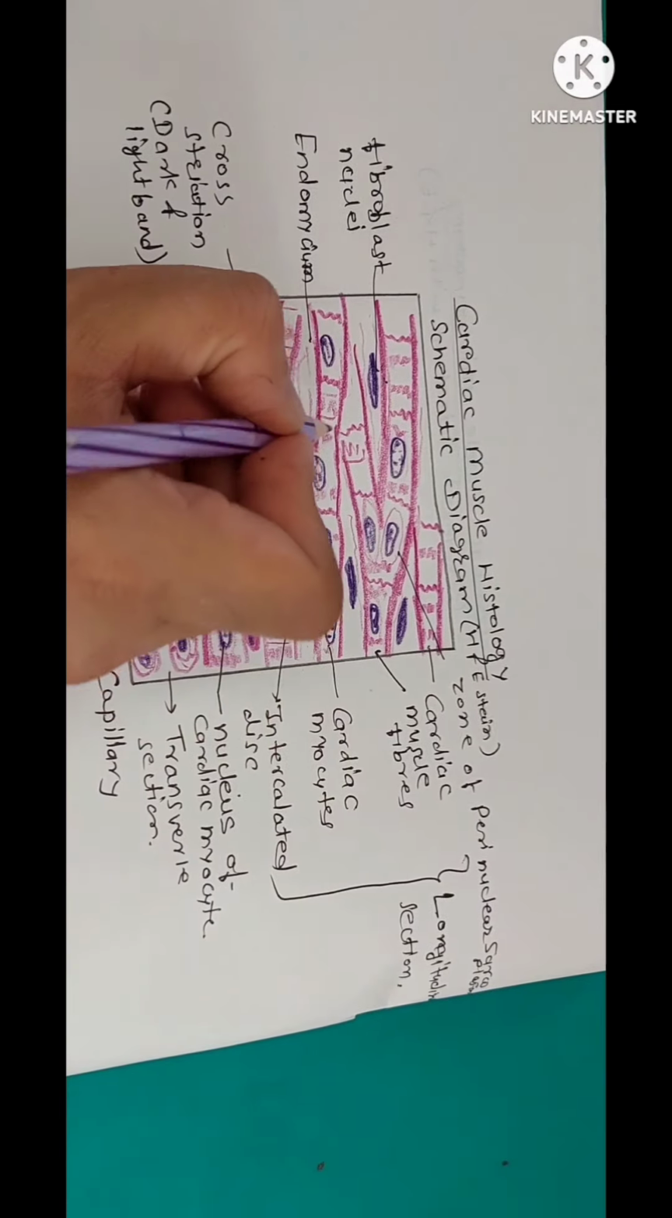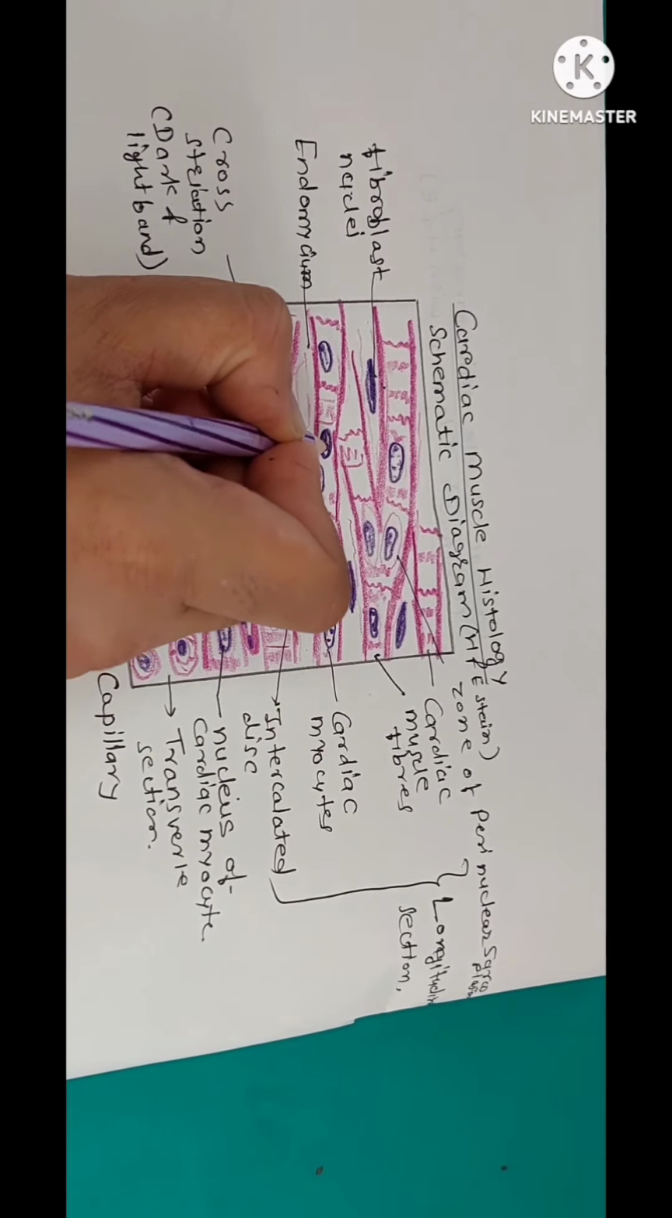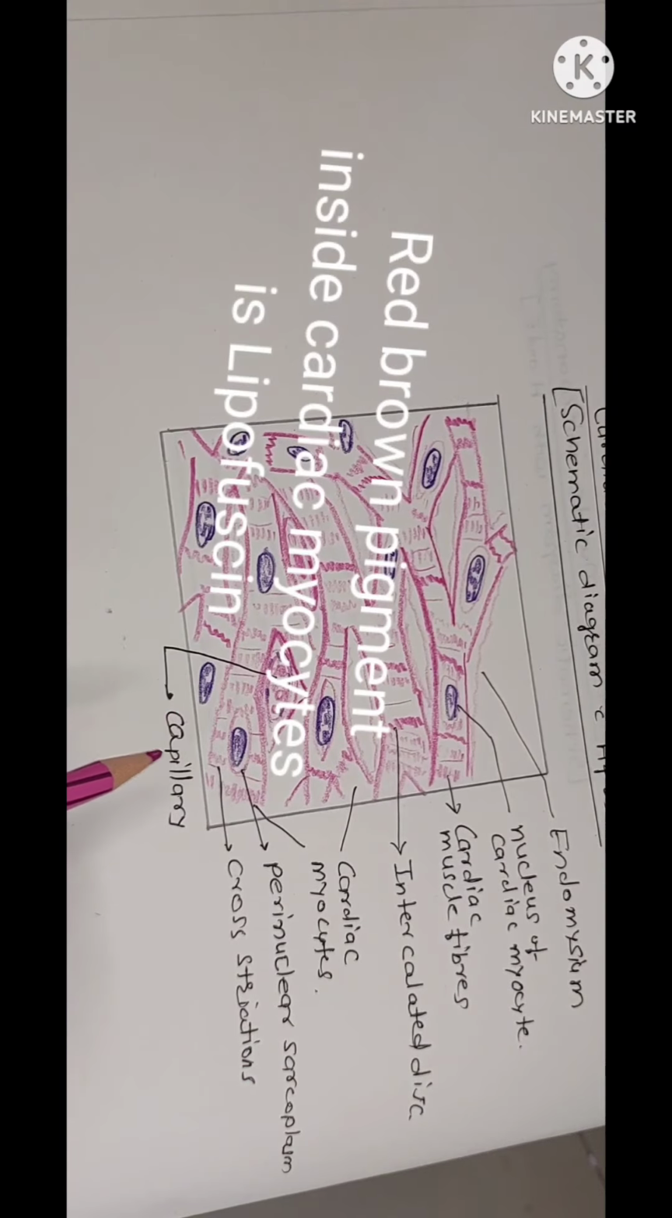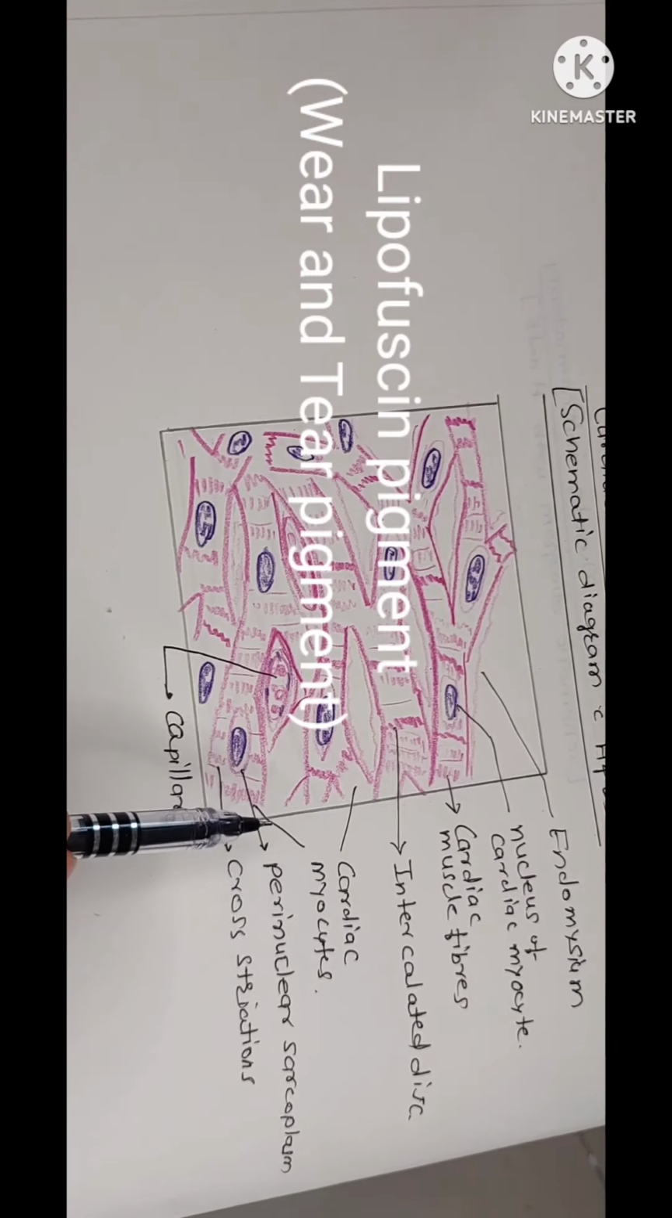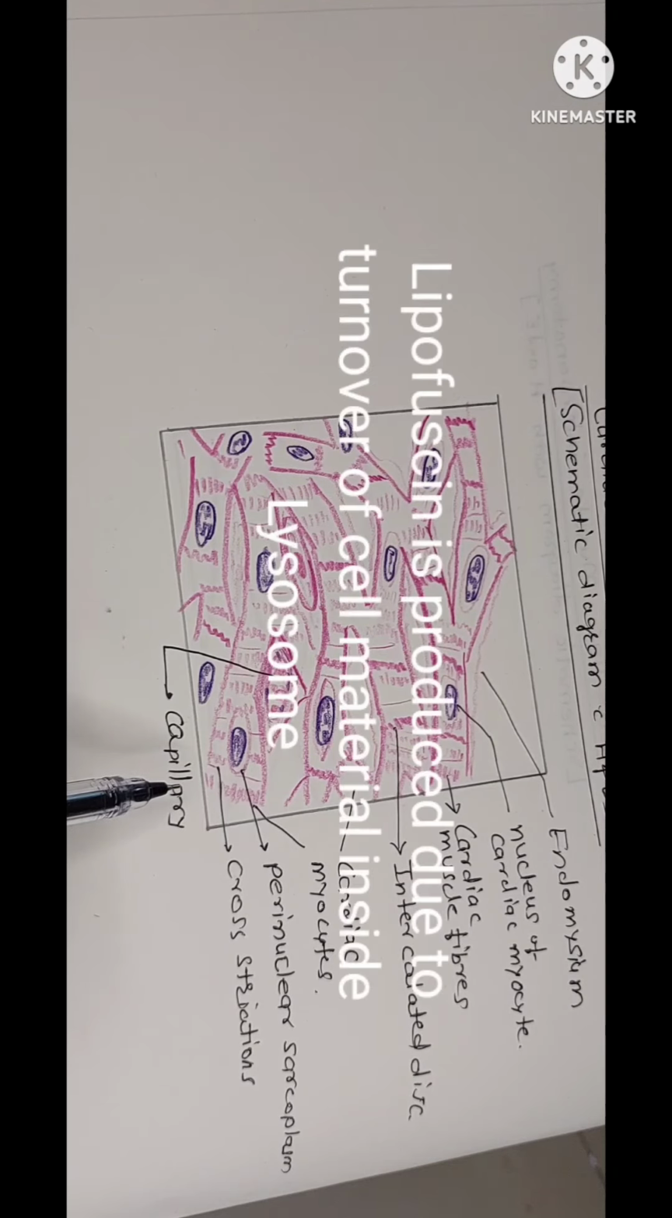Sometimes you may find two nuclei in a cardiac myocyte. Sometimes you may find a brownish-red pigment inside the cardiac myocyte, known as lipofuscin pigment. As age increases, this pigment is formed by the lysosome, and it is also known as wear and tear pigment.